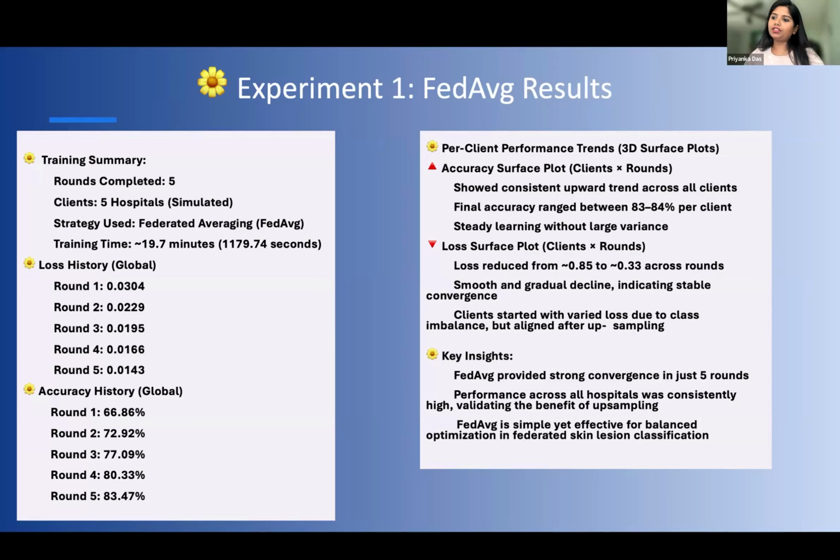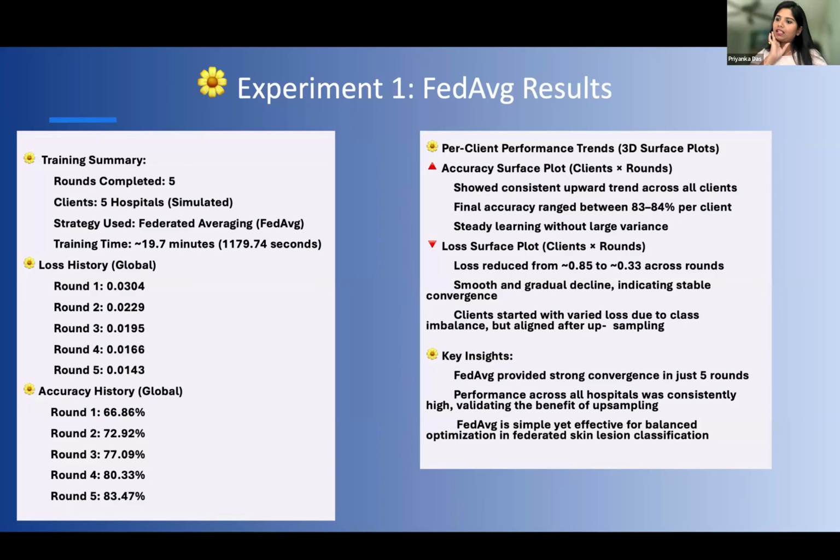Similarly, global accuracy improved from 66.86% in the first round to 83.47% by the final round. This shows that even with non-IID data, the client level variation, FedAVG achieved stable and effective convergence.